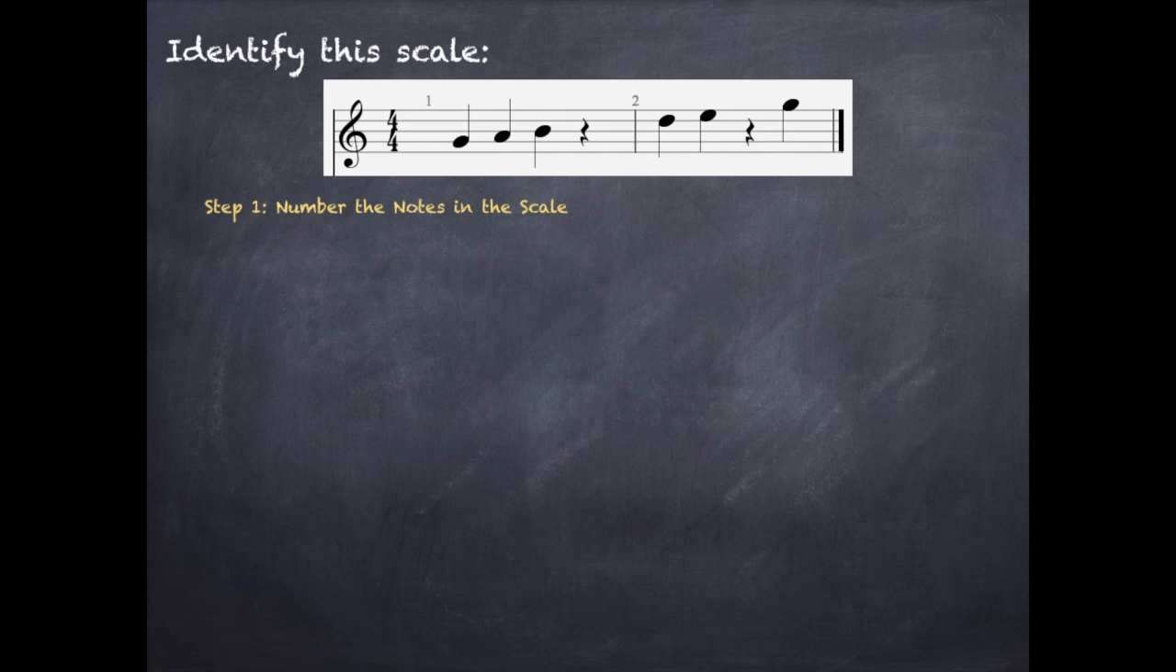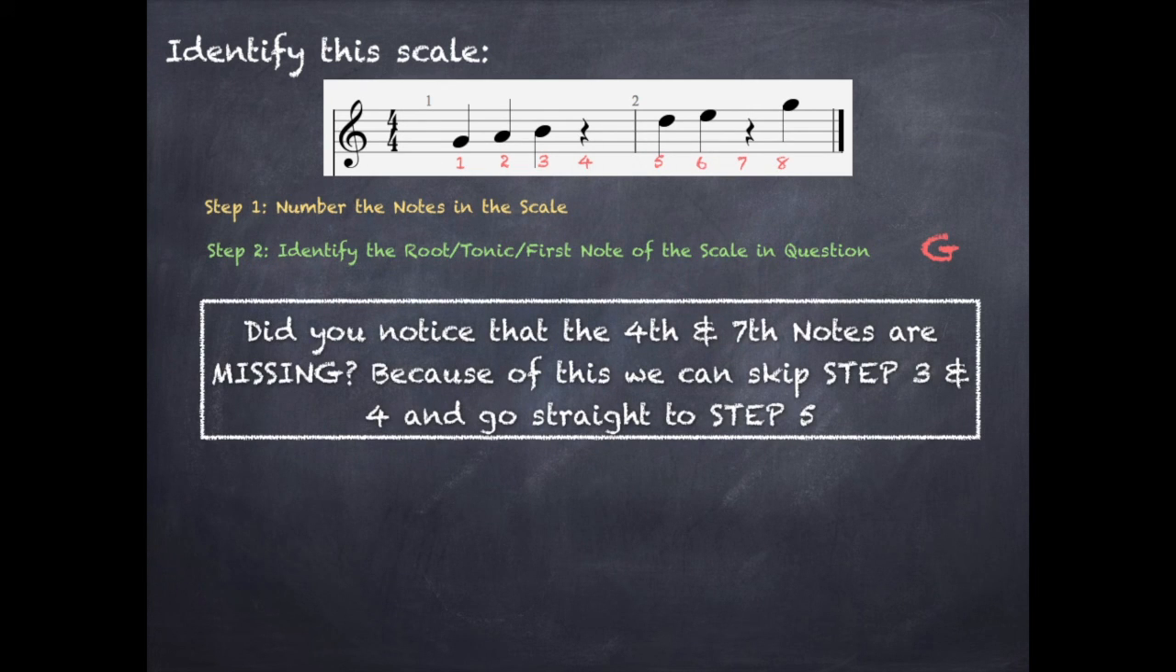Try this scale. Step 1, number the notes in the scale. Did you notice that the 4th and the 7th are missing? Don't worry about that now, we'll talk about that in a second. Step 2, identify the root or tonic note or the first note in the scale. Yet again, this scale is a G.